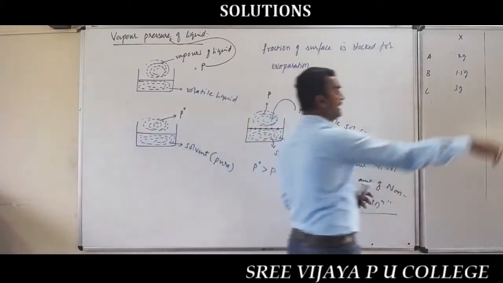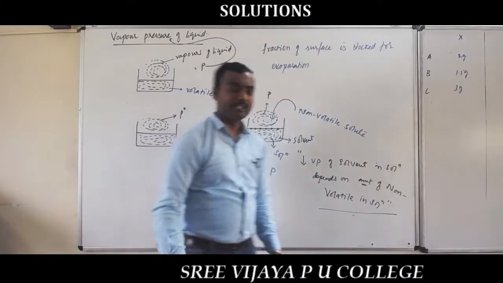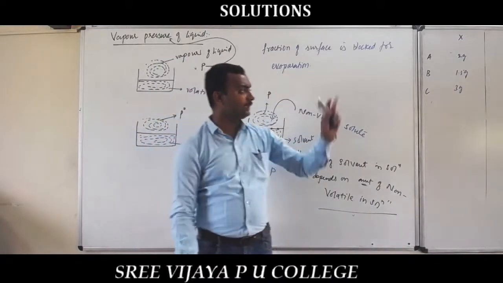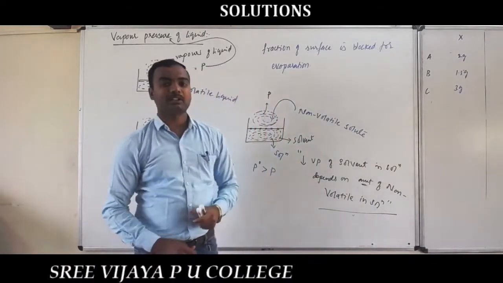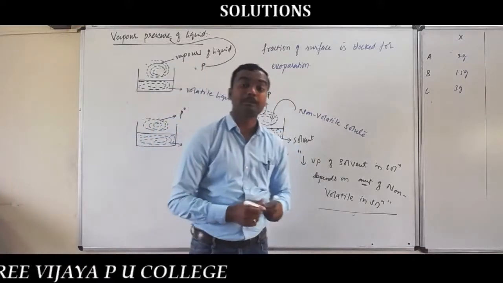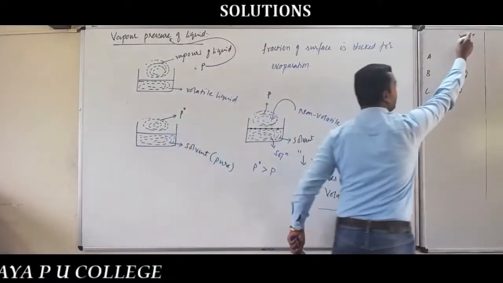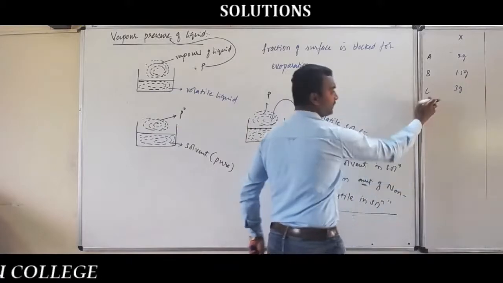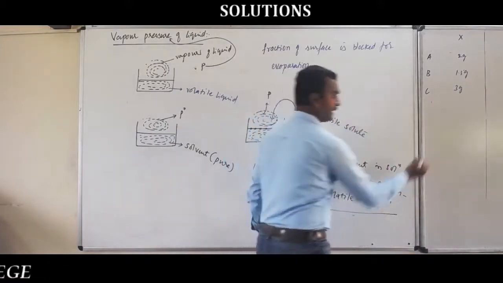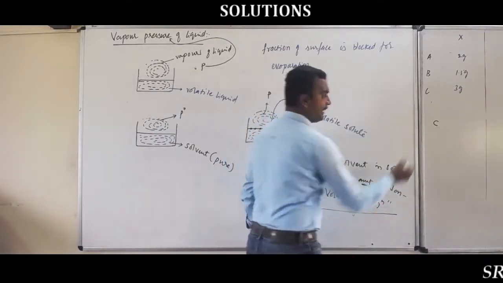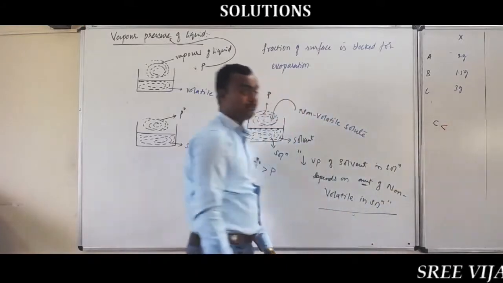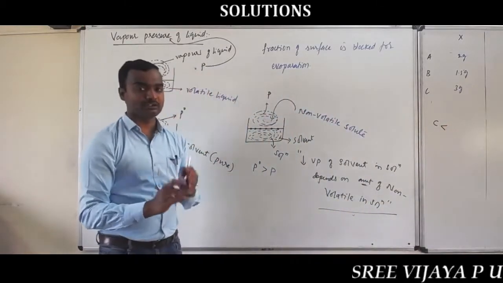Now see how to answer. For X as the non-volatile solute, solution A has 2 grams, solution B has 1.5 grams, solution C has 3 grams. Then in which solution will the vapor pressure be the lowest? Where the amount of solute is more, in that solution the vapor pressure is lower. Therefore in solution C the vapor pressure is less because the amount of non-volatile solute is more.